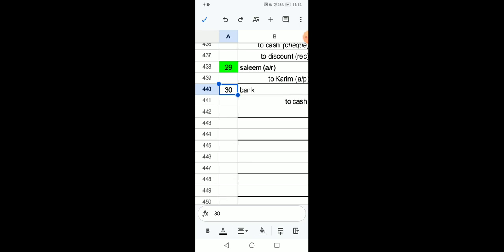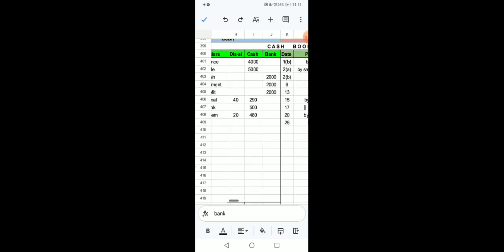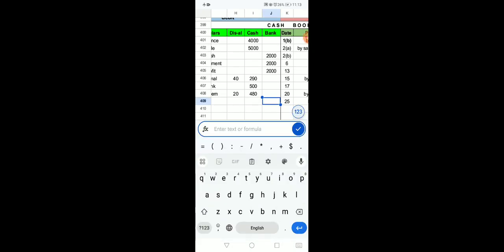Here in the 30th entry there are two elements, and both elements are associated with the cash book. So we will post both elements step by step. First step is to see bank, which is debited by 5,000. Go to the debit side and write down 5,000 in the bank column.